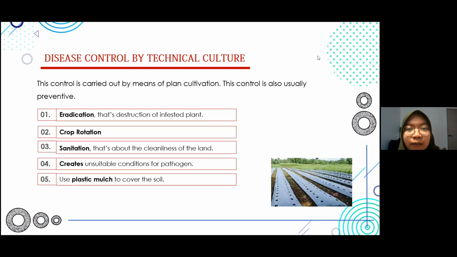This is control by technical culture. This control is carried out by means of plant cultivation. This control is also usually preventive. 1. Eradication, destruction of infested plants. 2. Crop rotation. 3. Sanitation, that is about the cleanliness of the land. 4. Creating unsuitable conditions for pathogens. And 5. Use plastic mulch to cover the soil.